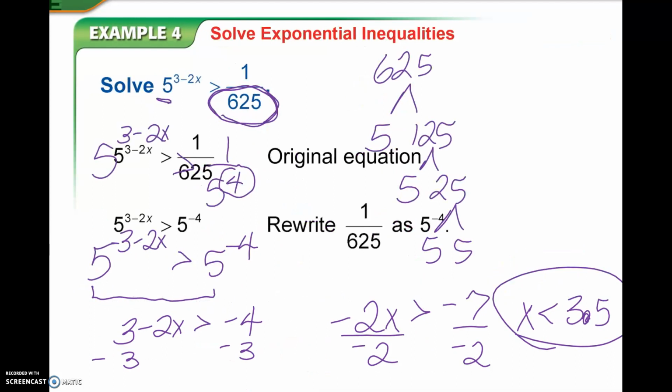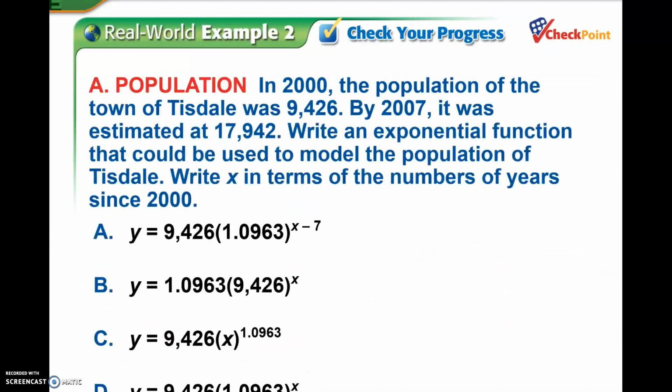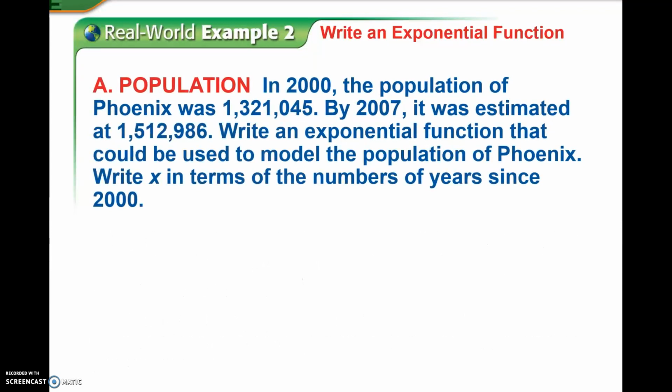I want to go back to these problems here on population. So when I'm looking at writing an exponential function, this first problem says in 2000 the population of Phoenix was 1,321,045. By 2007 it was estimated at 1,512,986. Write an exponential function that could be used to model the population of Phoenix.